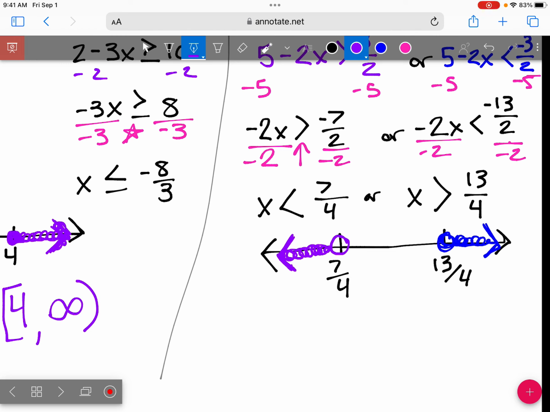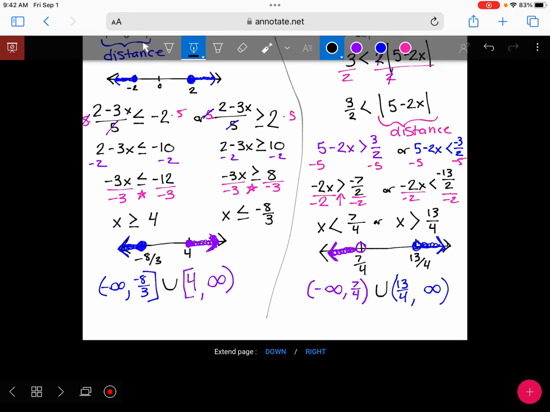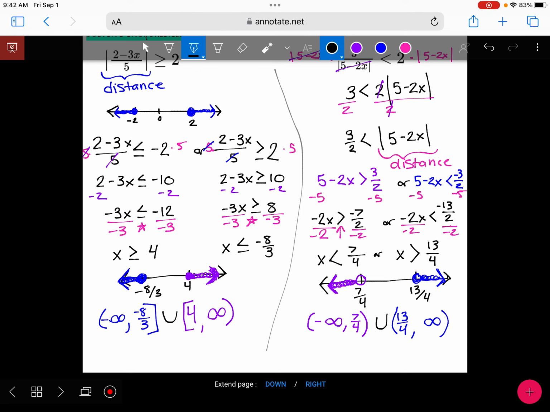So our smallest here is -infinity to 7/4. And it cannot equal it, so we use a parenthesis, or 13/4 to +infinity. And when we have two intervals or more, you put a U in between them. So if you wind up with 3 intervals or more, you just put a U. Okay?